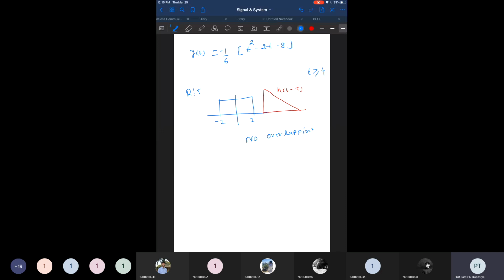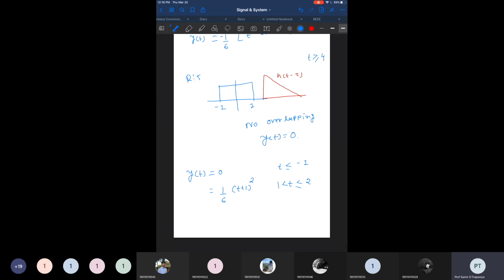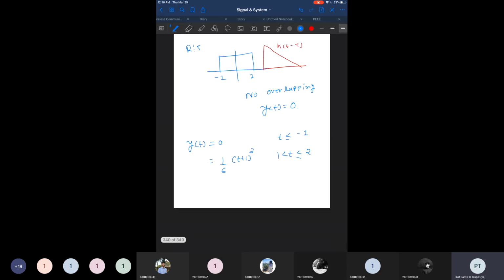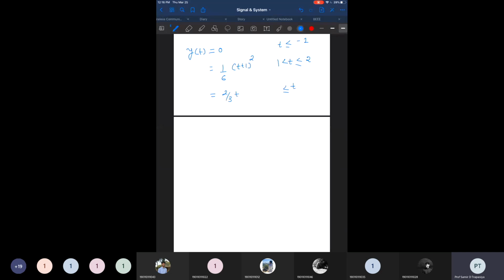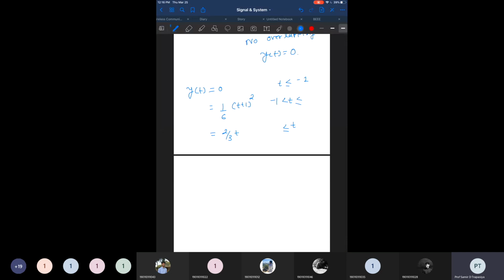So now let's summarize what we have actually found. Then y of t is equal to 0 for t less than or equal to -1. y of t is equal to what we found earlier, 1 by 6 (t plus 1) whole square, for t between -1 to 1. And for t between 1 to 2, this becomes 2 by 3 t.